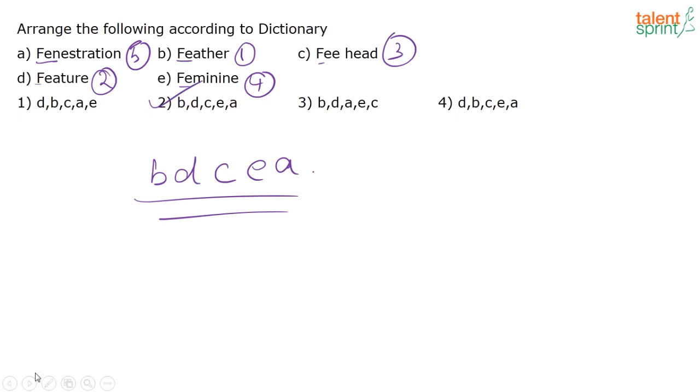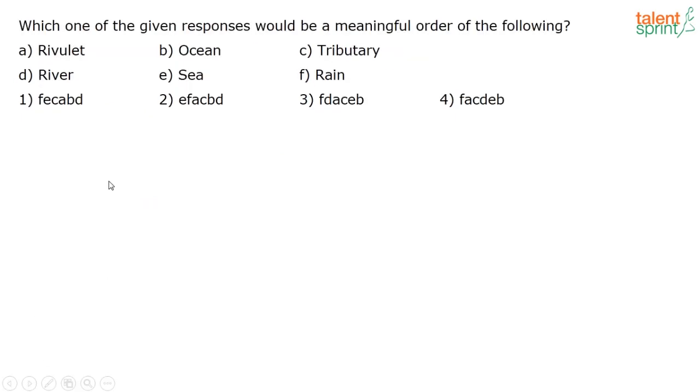So let's move to the next question. Which of the given responses would be a meaningful order of the following? Basically you have to arrange these given words, rivulet, ocean, tributary, river, sea, rain, in a meaningful order. So how will you arrange them? Generally, what are these? These are water bodies, right? So when you arrange them, either you arrange them from the smallest water body to the biggest, or from the biggest to the smallest. You have to follow any one sequence.